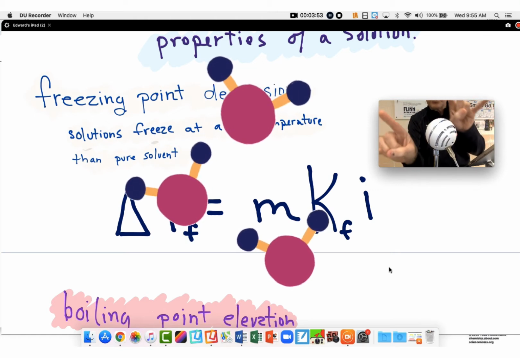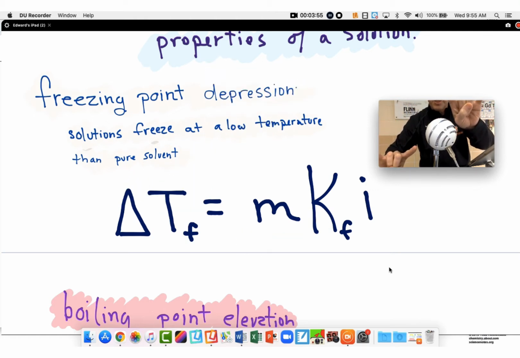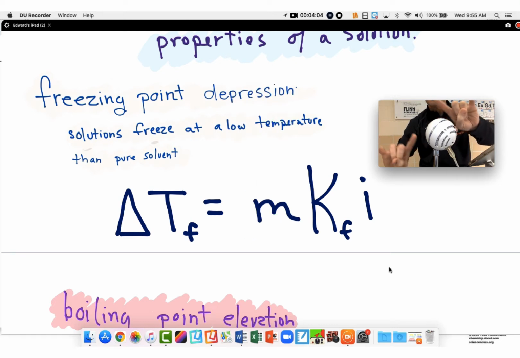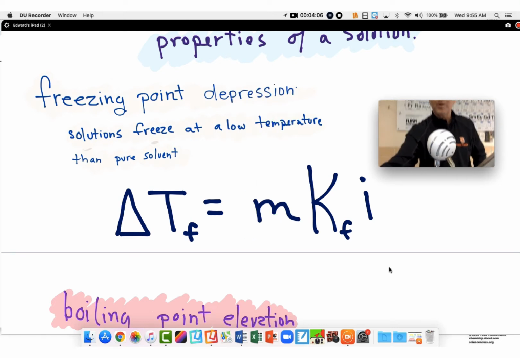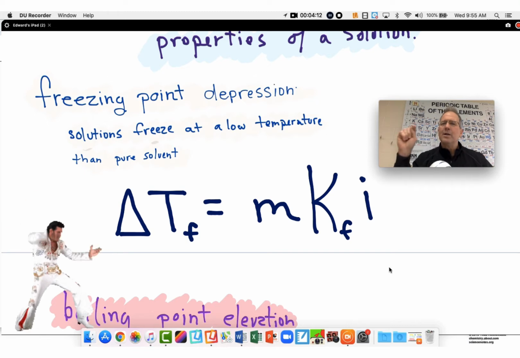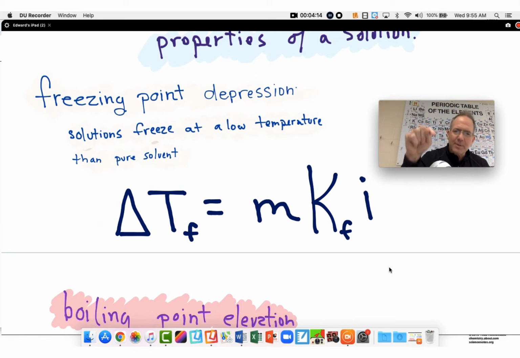And since those particles are in the way, the temperature, which is the speed of the particles, has to drop lower and lower and lower until it can form that crystal structure that it wants to form. So it's interference. It's just interfering. The more particles in the way, the lower the temperature has to be.